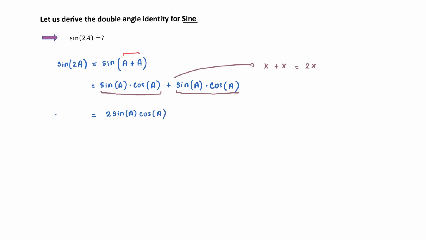And here is the double angle identity for sine. Pretty straightforward. It was an easy derivation. So the sine of 2A is always equal to 2 times sine of A times cosine of A.